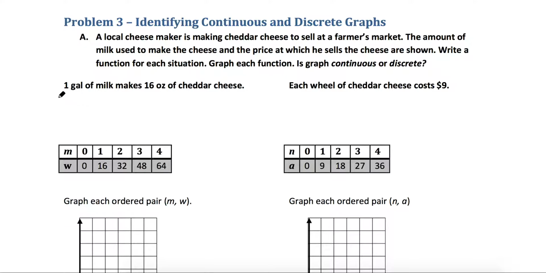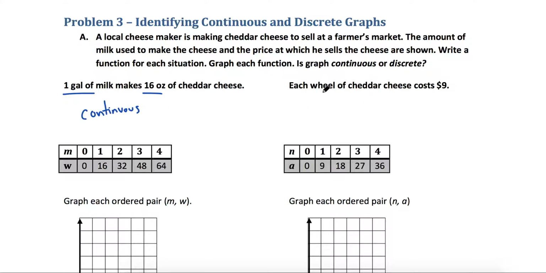So if we think about this, the first example has gallons of milk and ounces of cheese. So we can go into like fractions of ounces and fractions of gallons. So we can keep breaking those down into smaller and smaller pieces. So this data is going to be continuous.